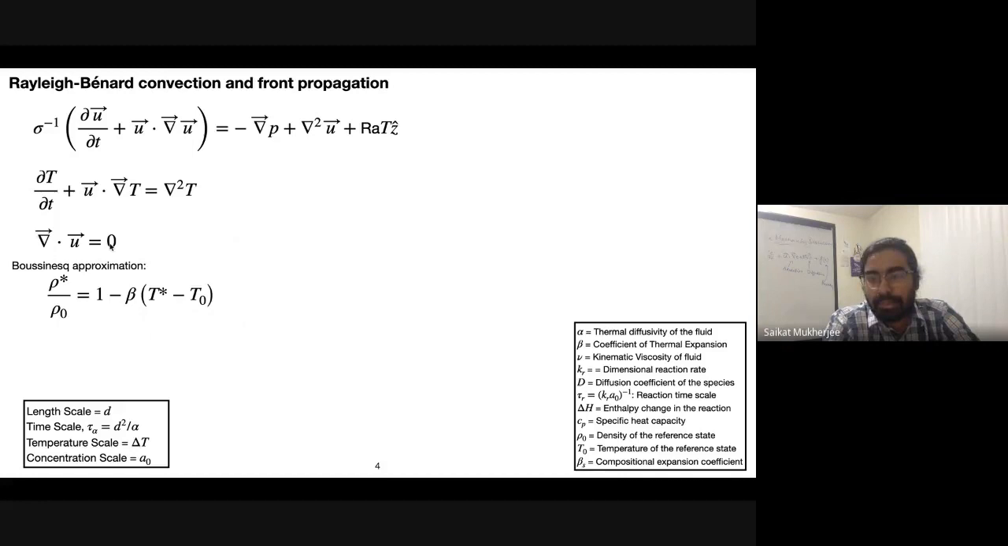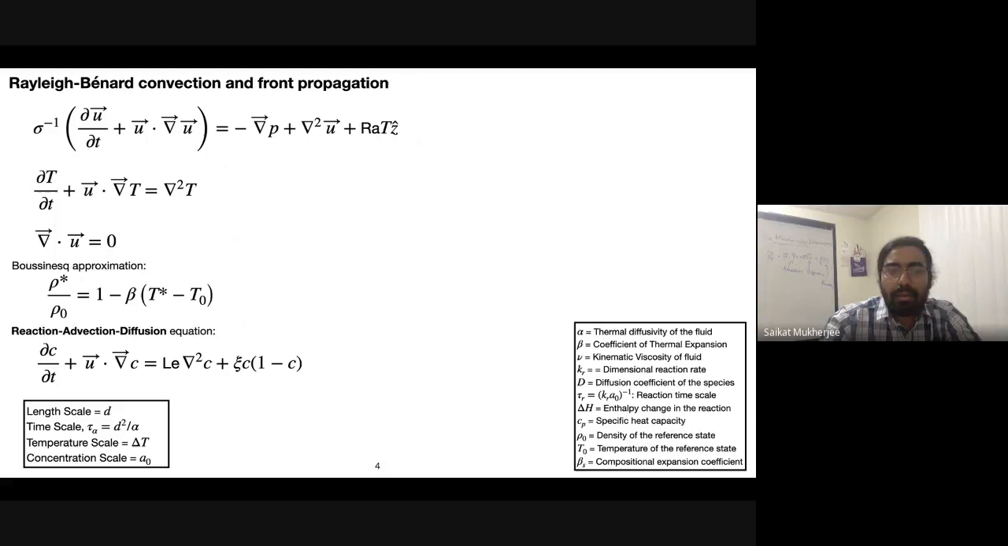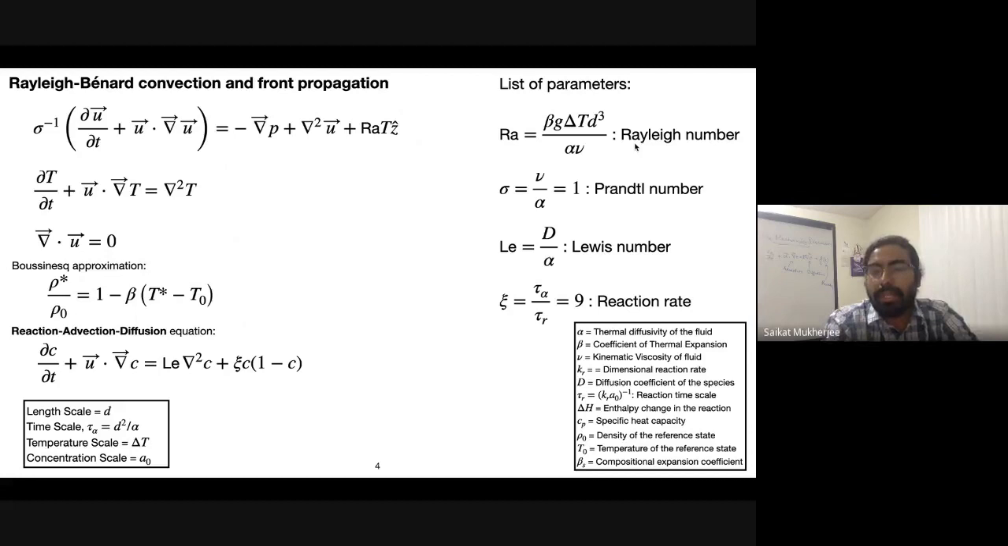But the momentum equation will now have to account for the Boussinesq approximation, which shows up in the momentum equation as this term here, Ra times T, where Ra is the Rayleigh number. The Rayleigh number is the control parameter of this problem. It is basically your non-dimensional temperature difference, the ratio of your buoyancy to your viscous forces.